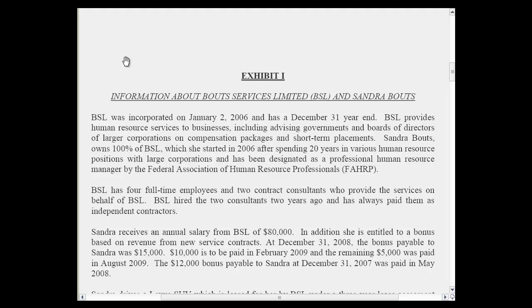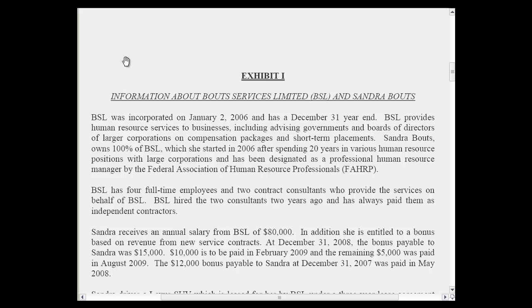So what you're going to do is you're going to lay it out, right? You're going to have issues for the individual and issues for the corporation. And then you're going to dovetail into adjustments that you're proposing. In this case, what they tell us here is the bonus payable: the 2008 bonus was payable to Sandra, 10,000 paid in February 2009, 5,000 paid in August 2009. That's after the 180 days. Therefore, that $5,000 payment in August 2009 will not be deductible in 2008. It will only be deductible in 2009, the year paid.